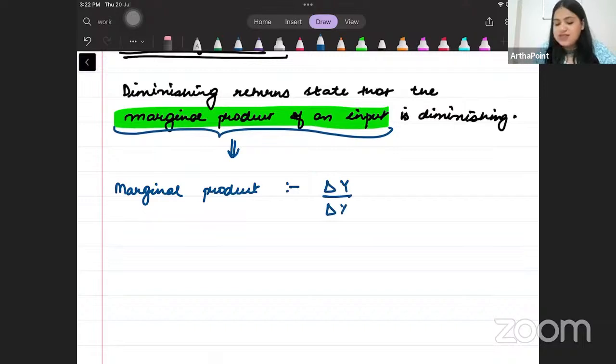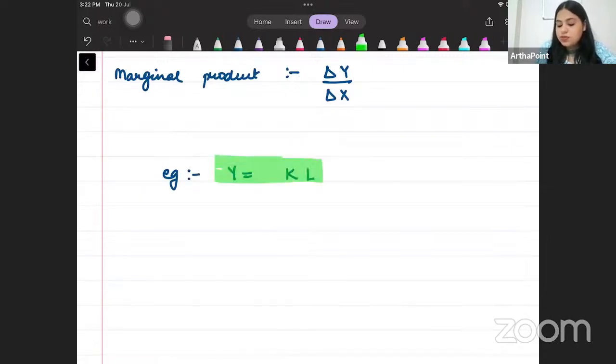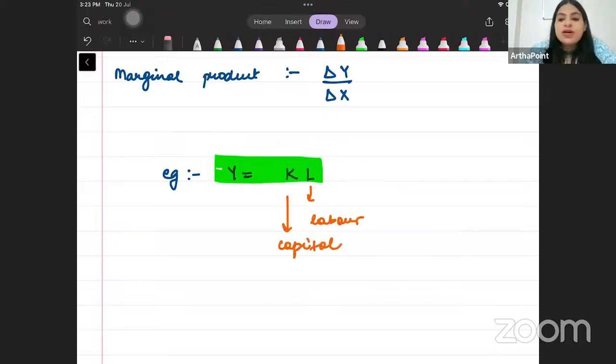So I will just name the input as X. When I change the input, how does my output change? That is the marginal product of the input. So for example, if my function is KL, this is my production function. My production function is a function of two inputs, labor and capital. So output is a function of labor and capital.